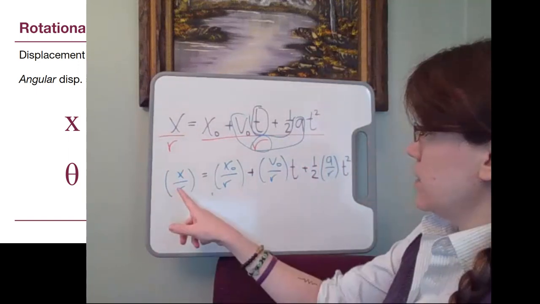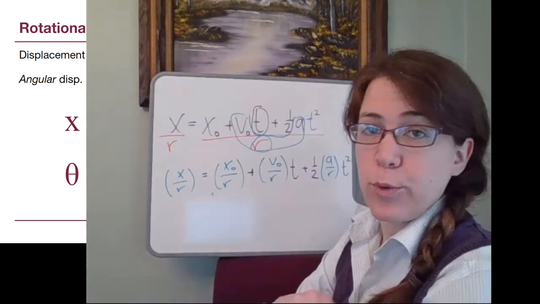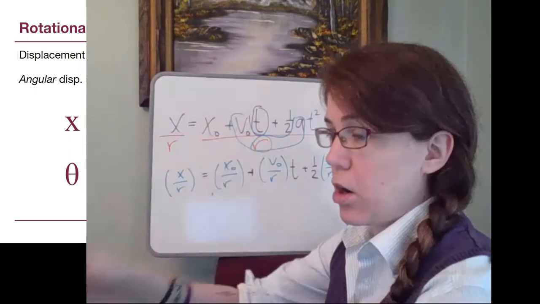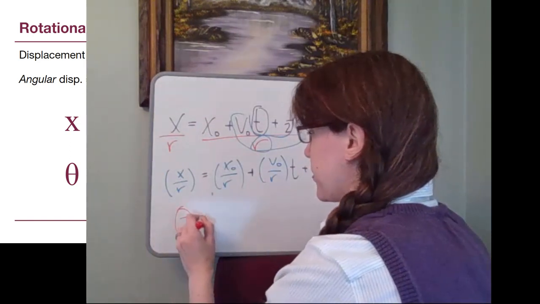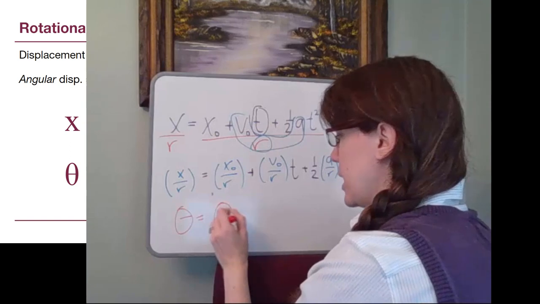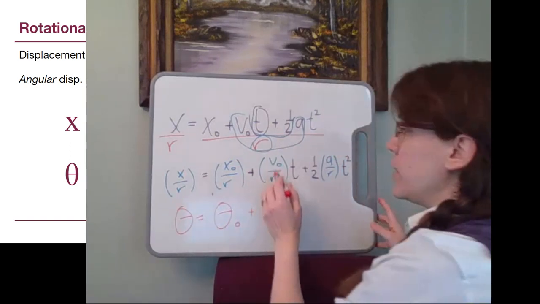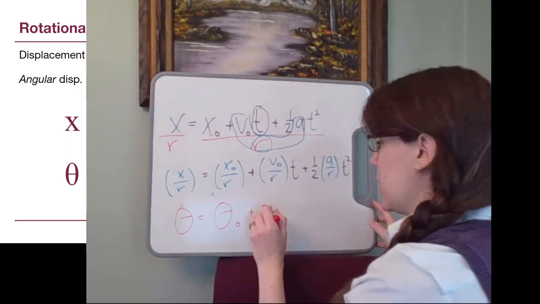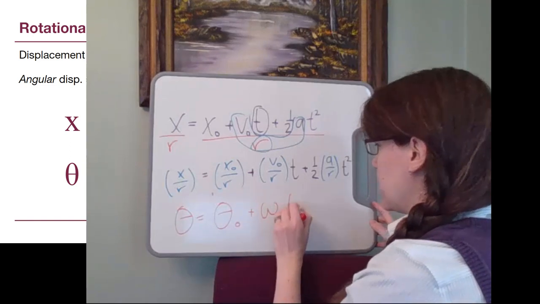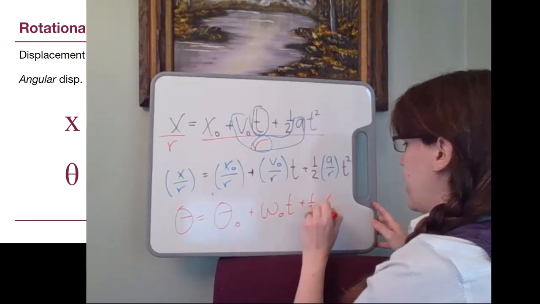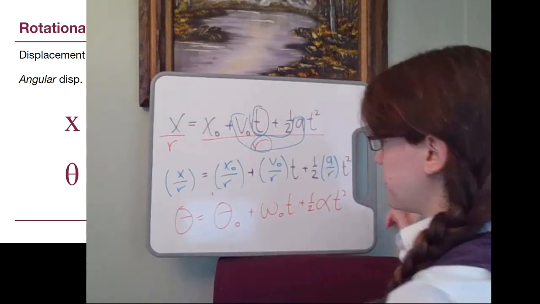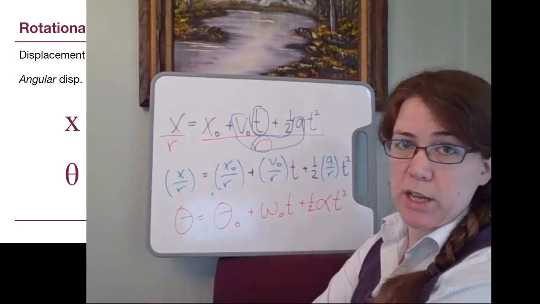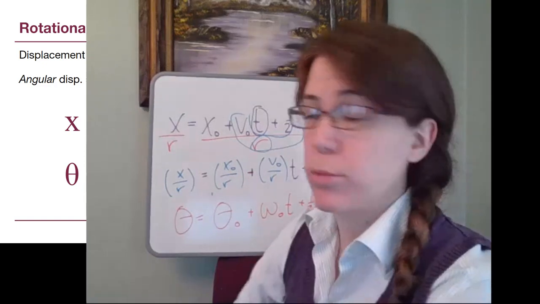So if we look at this, x over r, and if we go back to the fact that r theta equals x, this is theta, x naught over r is theta naught, v naught over r is omega naught, plus 1/2 alpha t squared. a over r is alpha. And so we get on the bottom here the same thing that's in the bottom of this slide.